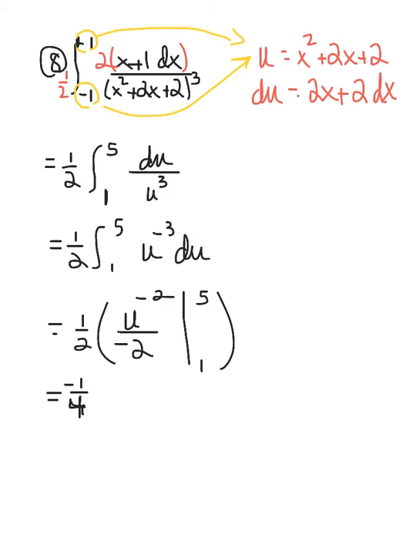Okay, now the next thing is I see that I have u to the -2. I'm going to make that a positive power. So how would I do that? What would be in here? Do you see that that would be 1 over u squared? Okay, and then we evaluate from 1 to 5.